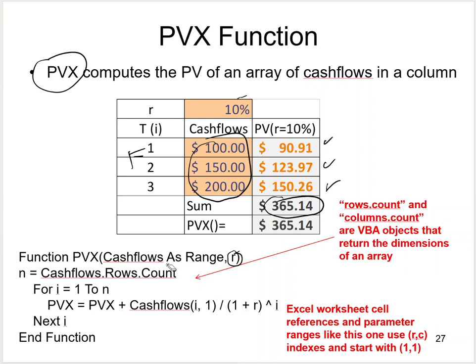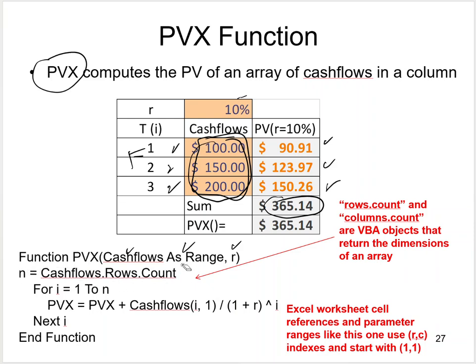So let's see how this program works. Get the parameters. So I got the cash flows and the R. First, I'm going to do something called .Rows.Count, which is a VBA object. And whatever you put in front of the .Rows.Count, some variable name, in this case cash flows, it's going to count the number of rows in cash flows. So if the user enters, say, these three values, the n, this new variable, takes on the value of 3 since there are 3 rows in cash flows.